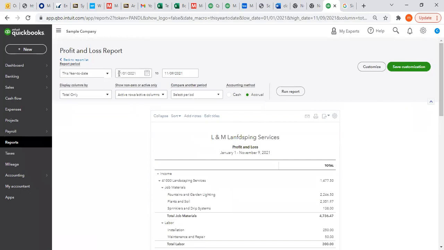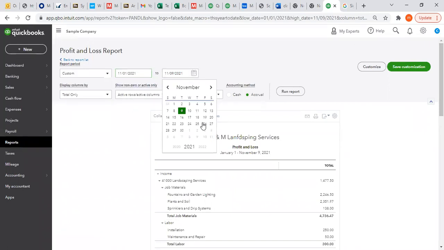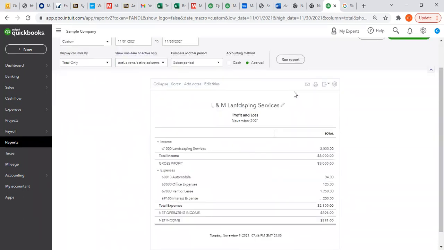Profit and loss. November, okay, let's try it again. November 1st, 2021 to November 30th, 2021, and we run. So now my report is very different. I have $3,000 income and all the expenses. So usually I get a question, where is the $1,000 other deposit we did?